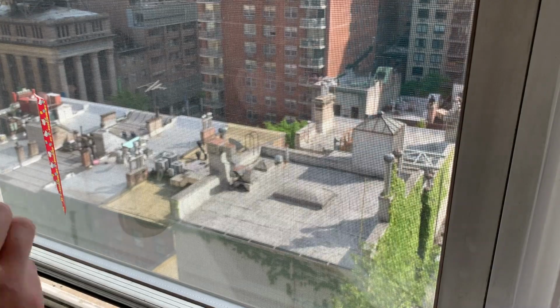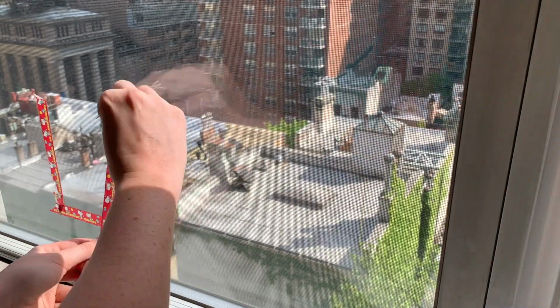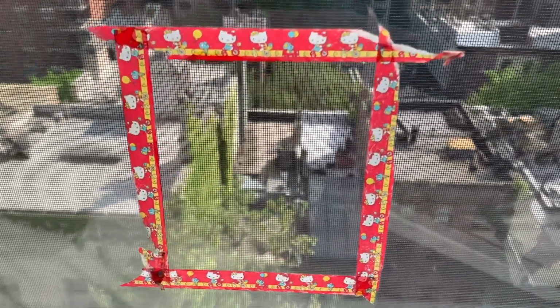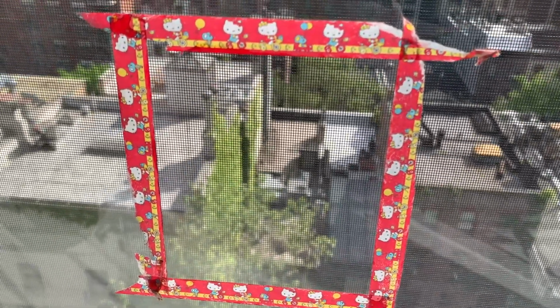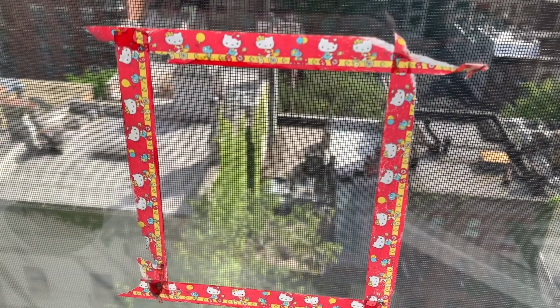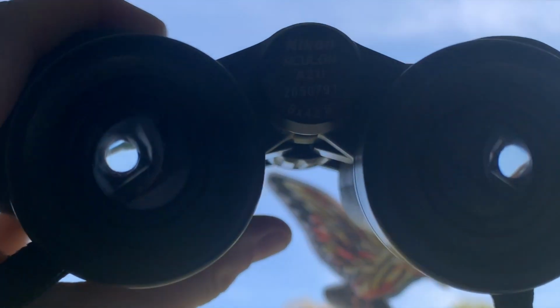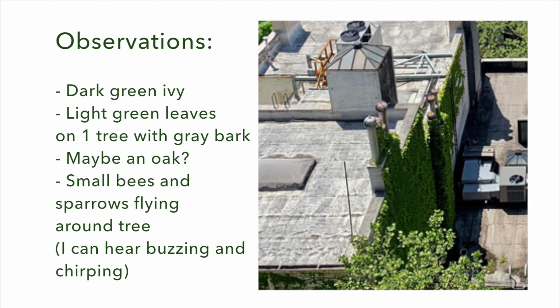To help practice your observation skills from inside, another method is to use tape to create a study box on your window. Make sure there are plants or trees visible from your window that you can observe over time. Binoculars may also be helpful for conducting a window observation if you have them. Here is an example of what I can observe from my study box using binoculars.